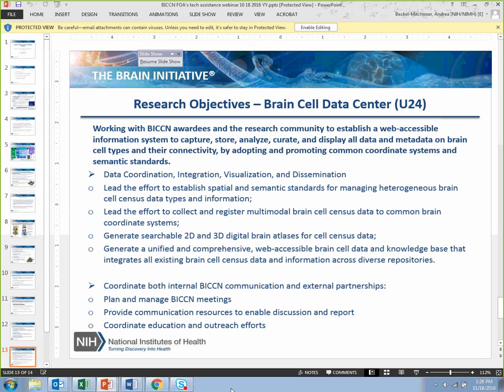In addition to this data science effort, the U24 center will provide the administrative infrastructure and function to coordinate both internal BICCN communication and external partnership, which includes planning and managing BICCN meetings, providing communication resources to enable discussion and report, and coordinating education and outreach efforts.